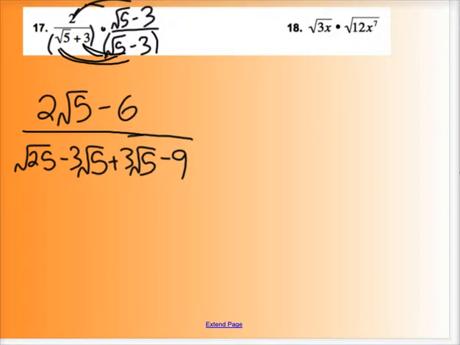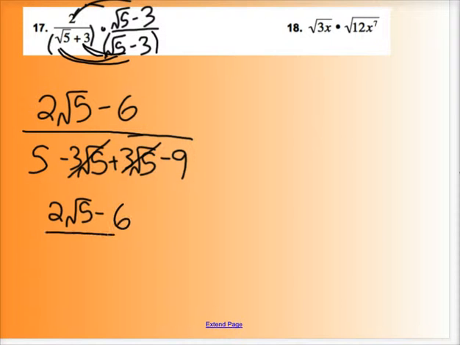All right, so again, all I did is I FOILed out that bottom. Now, square root of 25, we more commonly know that as 5. Also, these two inner pieces cancel. When you're multiplying by the conjugate, that should always happen. If it doesn't, it means that something is wrong. So, on the top, we have 2 square roots of 5 minus 6. On the bottom, 5 minus 9 leaves you with negative 4.